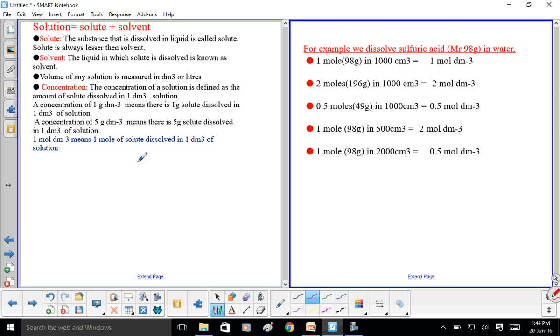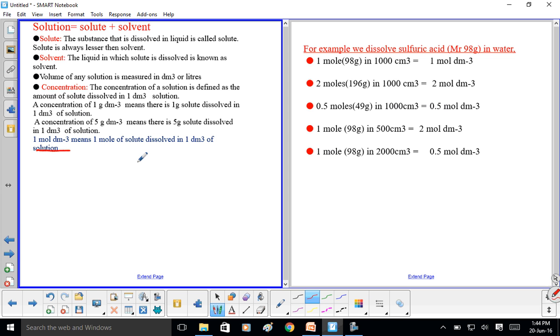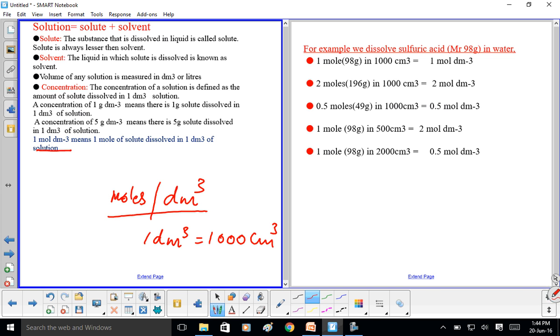What is concentration? Concentration is what amount of solute you are dissolving in solution. How many moles of solute you are dissolving in 1 liter of solution. So the unit for this is moles per decimeter cube. 1 decimeter cube is equal to 1000 centimeter cube, and 1 decimeter cube is equal to 1 liter.